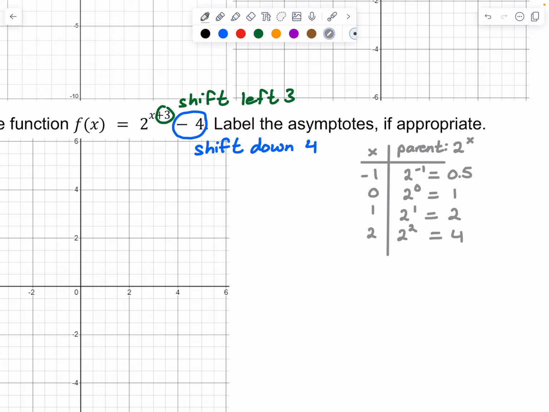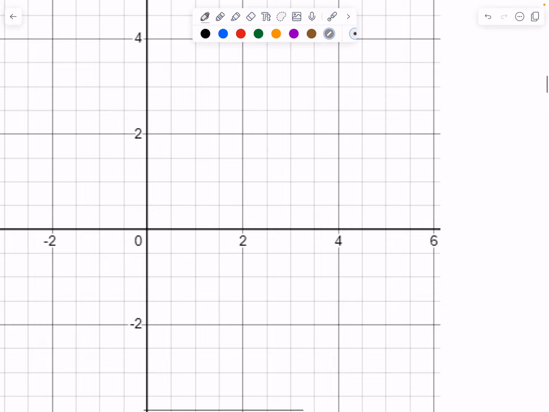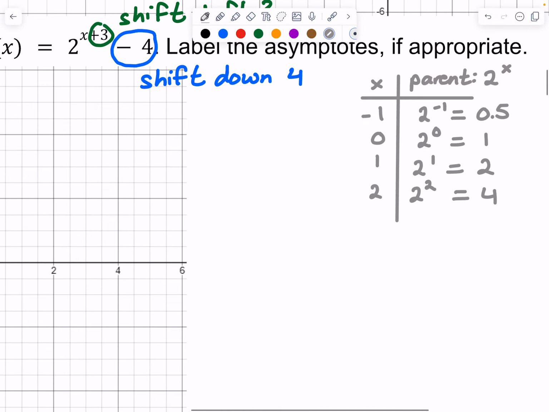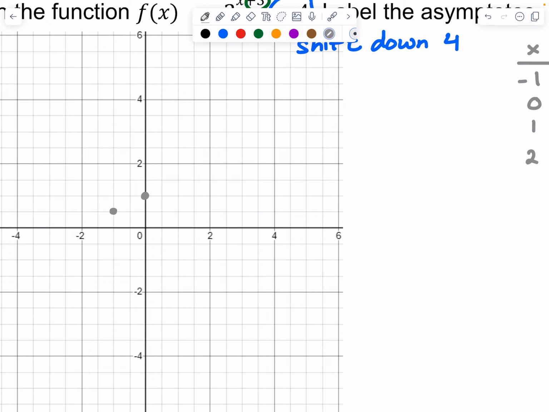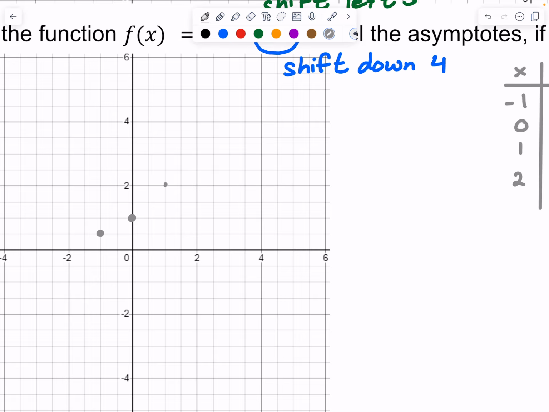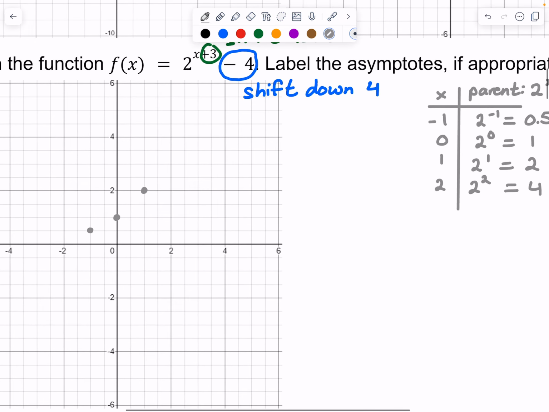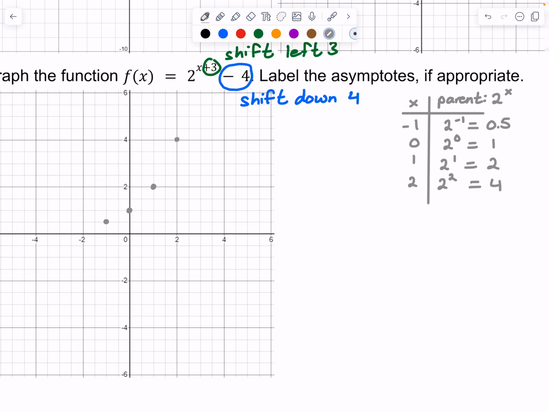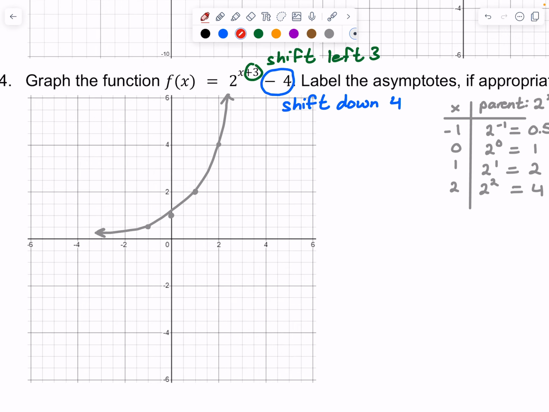So -1 and 0.5, -1 is here, 0.5, that's right here. And then what's next? 0, 1. So 0, 1 is right here. And then we've got 1, 2. So 1, 2 is right here. And then we're going to have 2, 4, which is right here. So here's my original function. And if you know anything about exponential functions, you'll know that this has an asymptote at y equals 0.